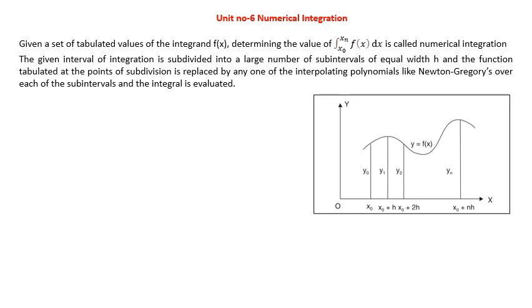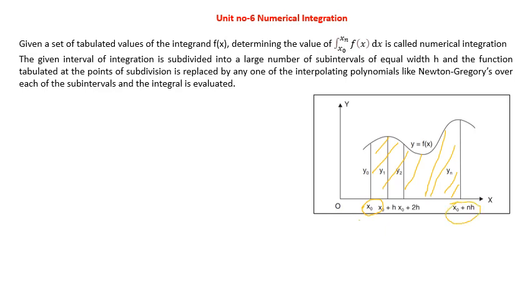if this is a curve f of x, where x is the independent variable, we have this curve f of x. The area bounded by this curve, this particular area, is the expression of numerical integration between the limits x0 to xn. Let us say this x0 to xn is divided into n subintervals. That is why it can be written that it starts with x0 and ends at x0 plus nh.